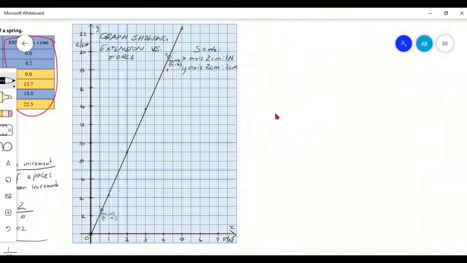Now the gradient formula is S is equal to, and remember it would be M or whatever letter they tell you to use for the gradient. So S would be equal to y2 minus y1 divided by x2 minus x1. Now please note the 2's and the 1's are subscripts. They are not squares, so do not write them as a square. They are just used to identify the first point and the second point.